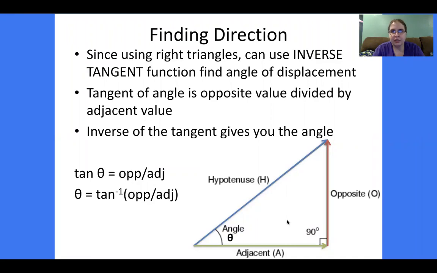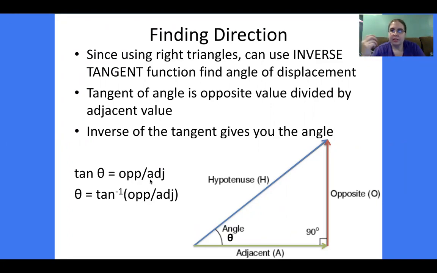And what we can do is we can use the inverse tangent, which is the opposite of tangent, in order to find the angle. Because remember, if we're talking about acceleration, or velocity, or displacement, those are vector quantities. They have magnitude and direction, so that means that you need to tell me what direction that quantity is going in.